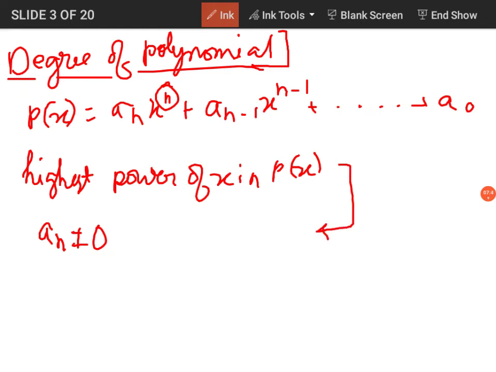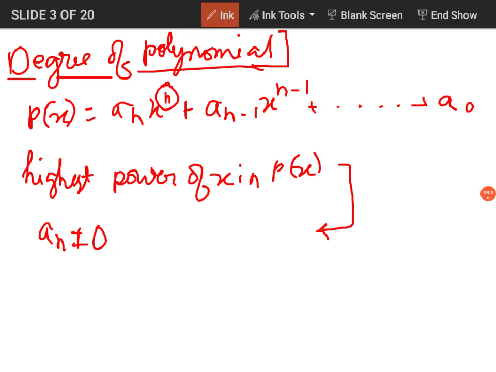Not only is the degree of a polynomial the highest power of x in that polynomial, but you also have to make sure that the coefficient of that variable cannot be equal to 0, correct? So I hope that you understand.